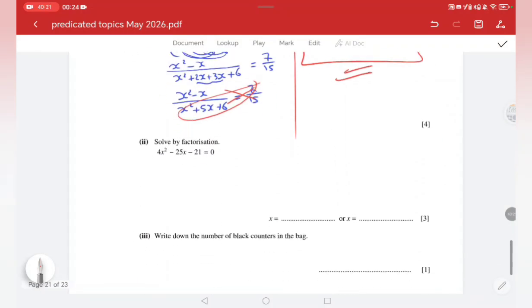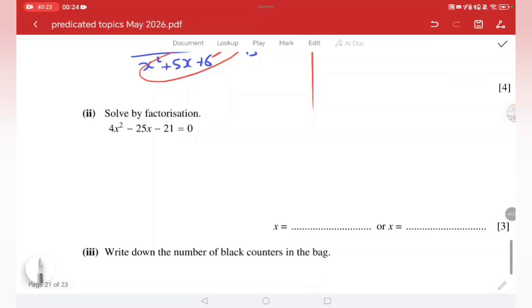Next one, we need to factorize this one. How can we factorize this one? As usual, let's make two brackets equal to 0. Here you have 4x squared. Since you have 4x squared, it means you have 4x times x. Try first 4x times x. If it doesn't work, it will be 2x times 2x. How about the 21 or minus 21? We should have 3 times 7. We will try this one.